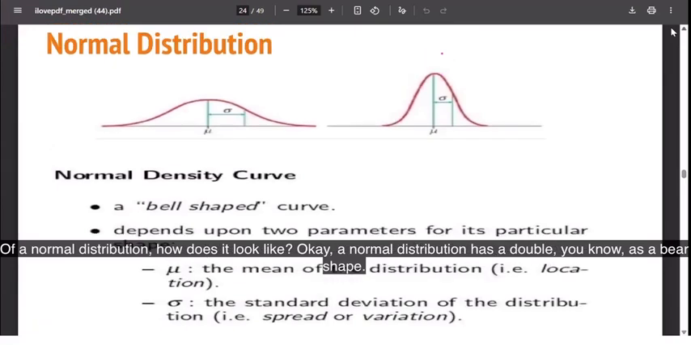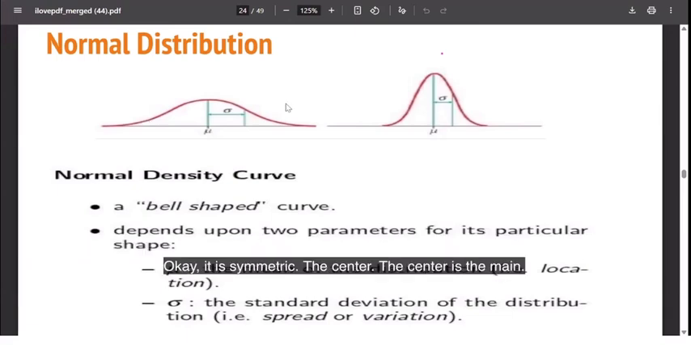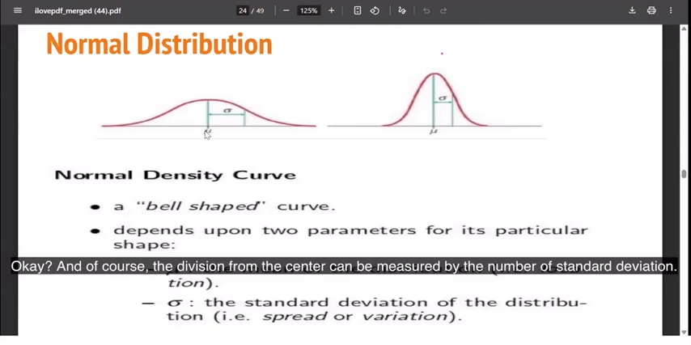How does it look like? A normal distribution has a bell shape. It is symmetric. The center is the mean, and of course, the deviation from the center can be measured by the number of standard deviations. Most real life phenomena follow a normal distribution.